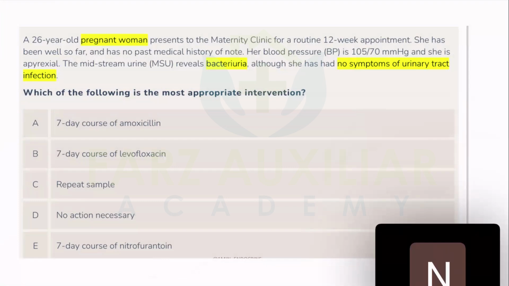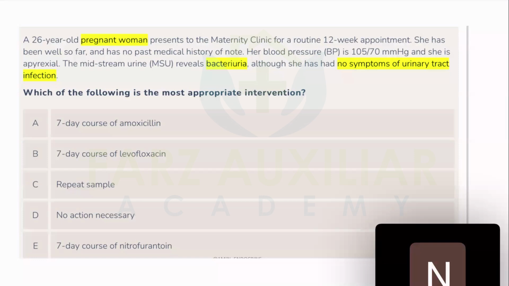Sir, I chose this question because I knew that you would not know the condition. Sir, it's a routine 12-week appointment. First appointment with midstream urine bacteriuria. Do we not need a culture or a repeat sample before starting an antibiotic? If it has been more than 12 weeks or it is a second visit, we can directly start an antibiotic. But this is the first routine visit at 12 weeks. Yeah, but sir.